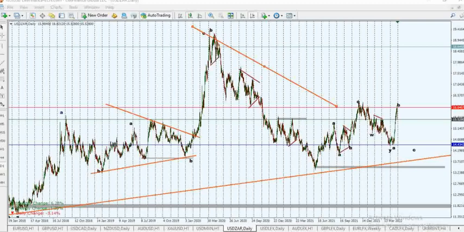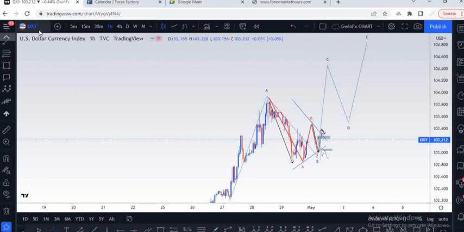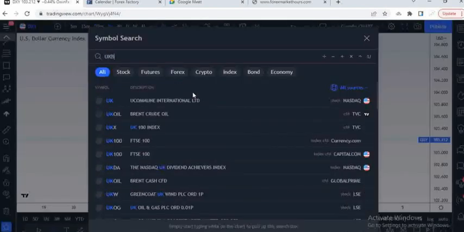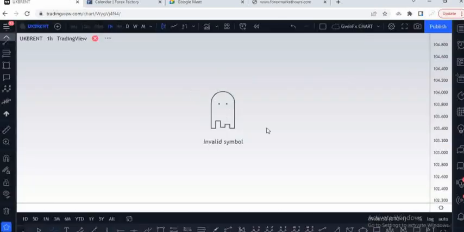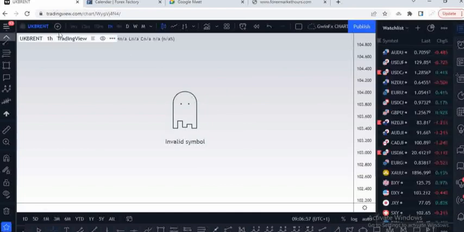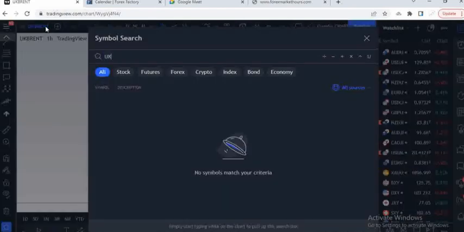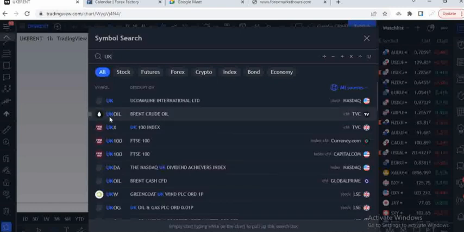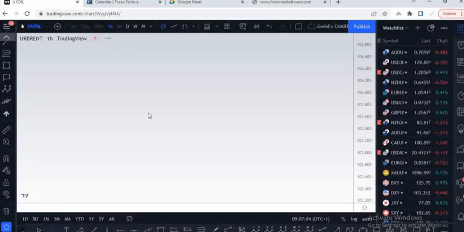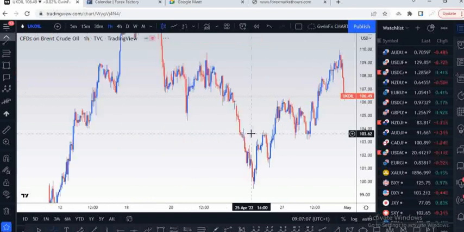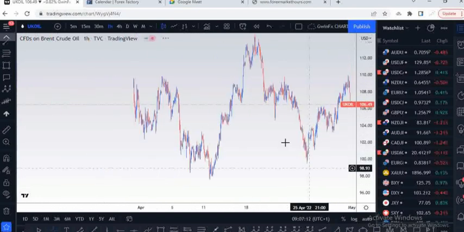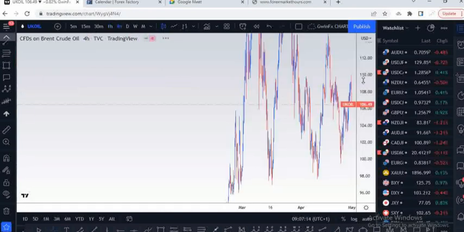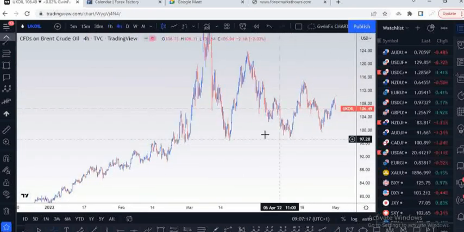Let's take a look at what is also happening for UK Brent. I did give out an analysis first on UK Brent on pending order, and I still have my pending order in place. Let me look at it. So that's called Brent. I had a pending order somewhere down here around 99. This was the reason why I had that pending order right there. Let me share with you why.